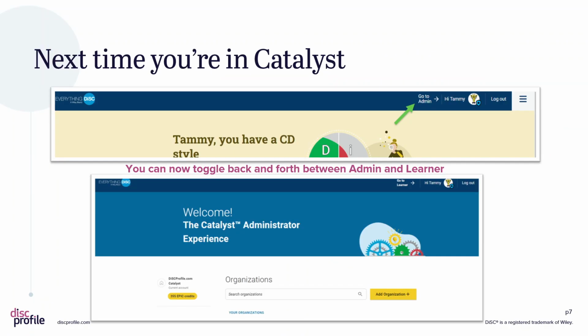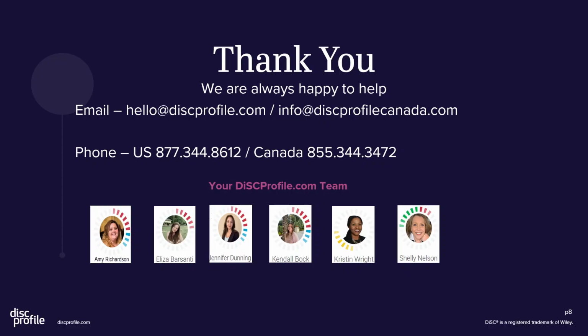And then the next time that you do log into your Catalyst, you're able to see this piece up in the top right next to your name that's going to say go to admin. And then once you're there, it's going to prompt you to walk through some different options and click on some different organizations. And then you are able to toggle back and forth between being an administrator and being a learner. We are going to be putting out some additional videos and some micro learning pieces on Catalyst admin, so feel free to check those out.